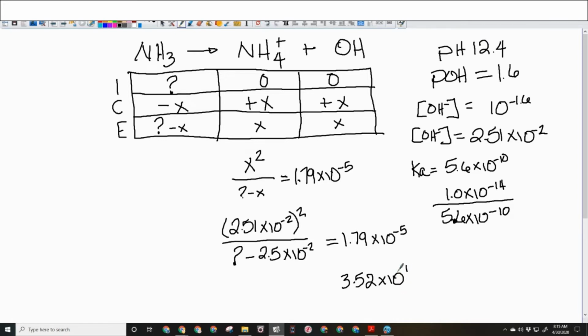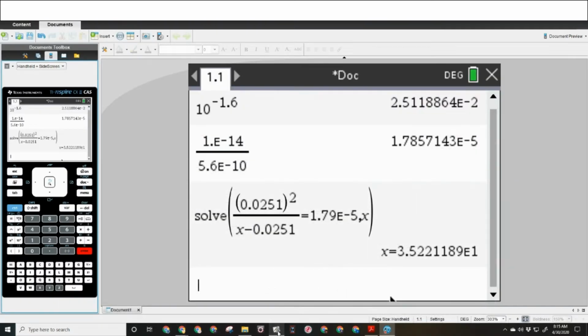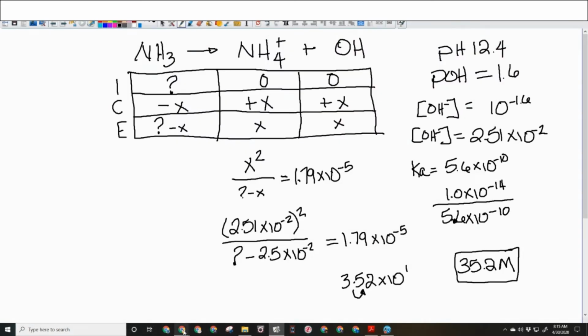Okay, 3.52 times 10 to the 1. So 10 to the 1 means move your decimal place one place to the right. So this is going to be 35.2 molarity. So let's see if that's what it gave us as the answer in the quiz.